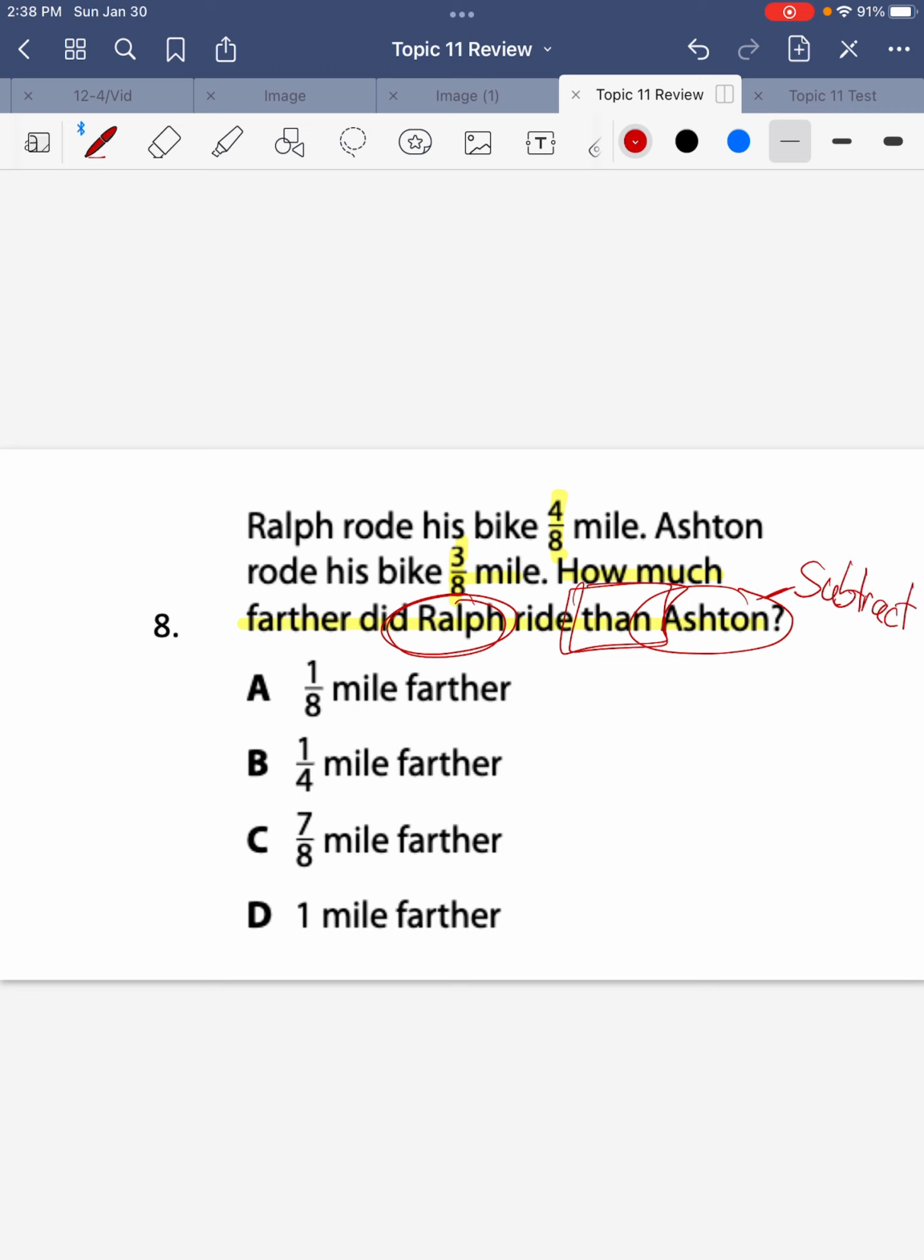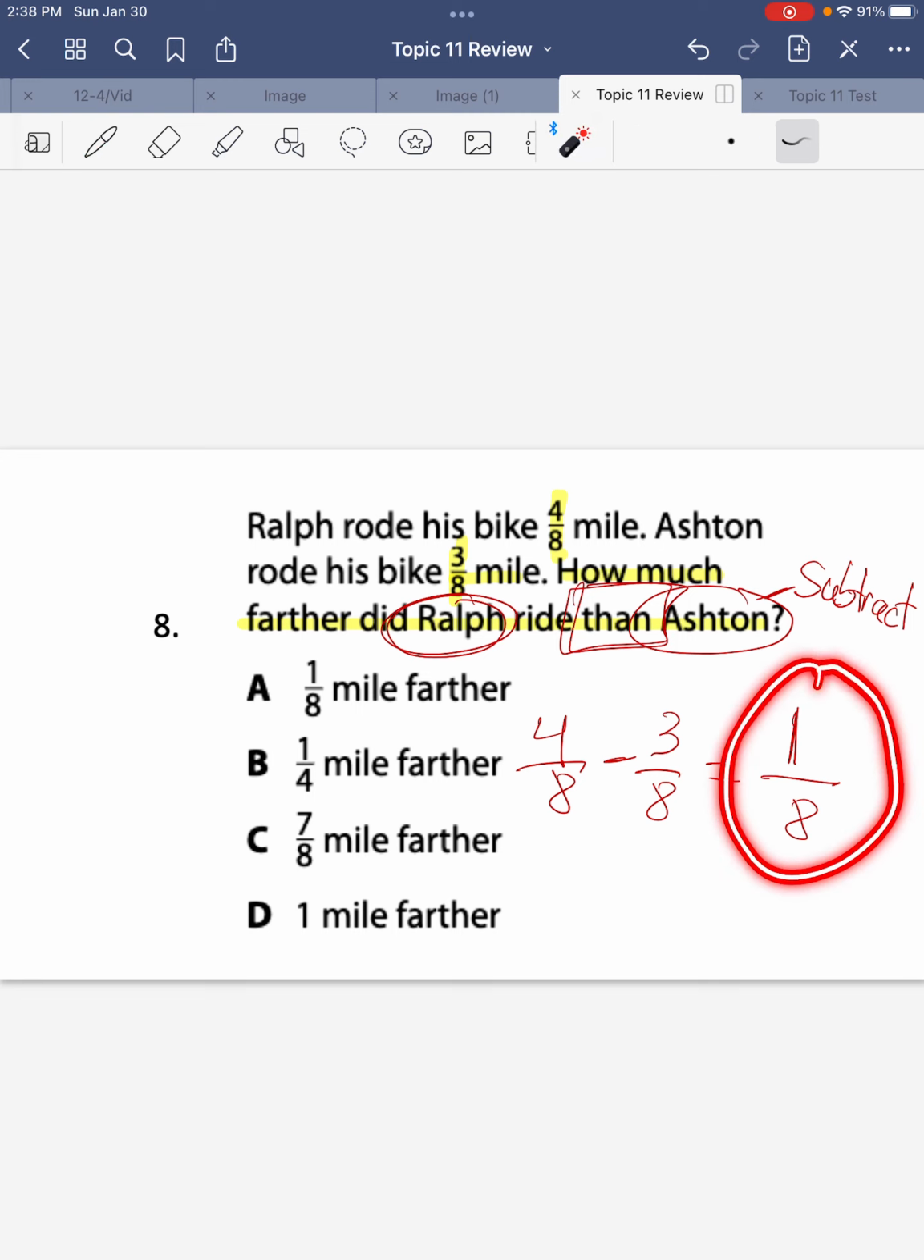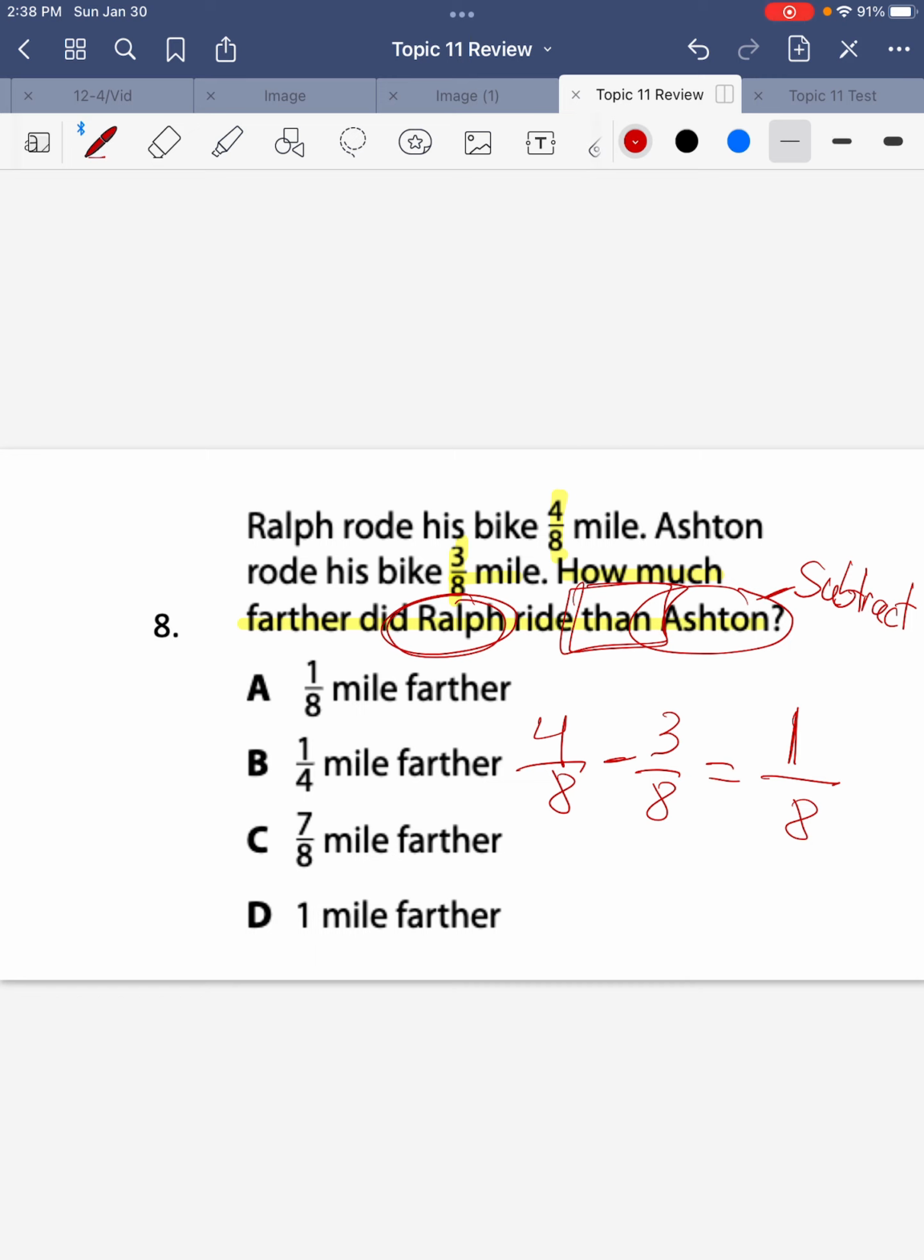Okay, so I'm going to start with 4 over 8 minus 3/8. Remember, my denominator, the 8, is going to stay the same. 4 minus 3 is 1. Okay, and remember, if you have a fraction that's a unit fraction, a unit fraction is where you have a 1 on top, you cannot simplify that fraction. So if we look, yep, our answer is here, A.